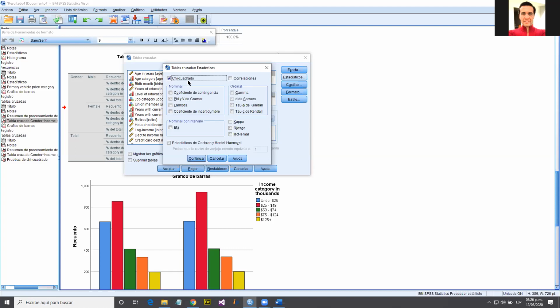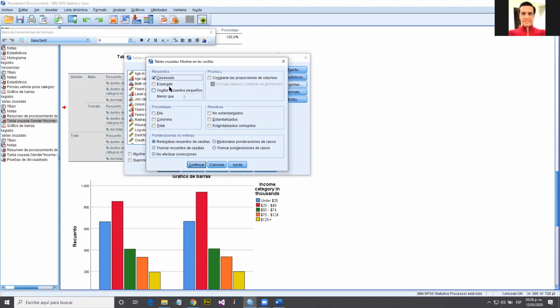You can say that it's because it's the first one. Select observed and expected counts only, these two. Do not include percentages because that table is going to be very, very, very confusing. Okay.